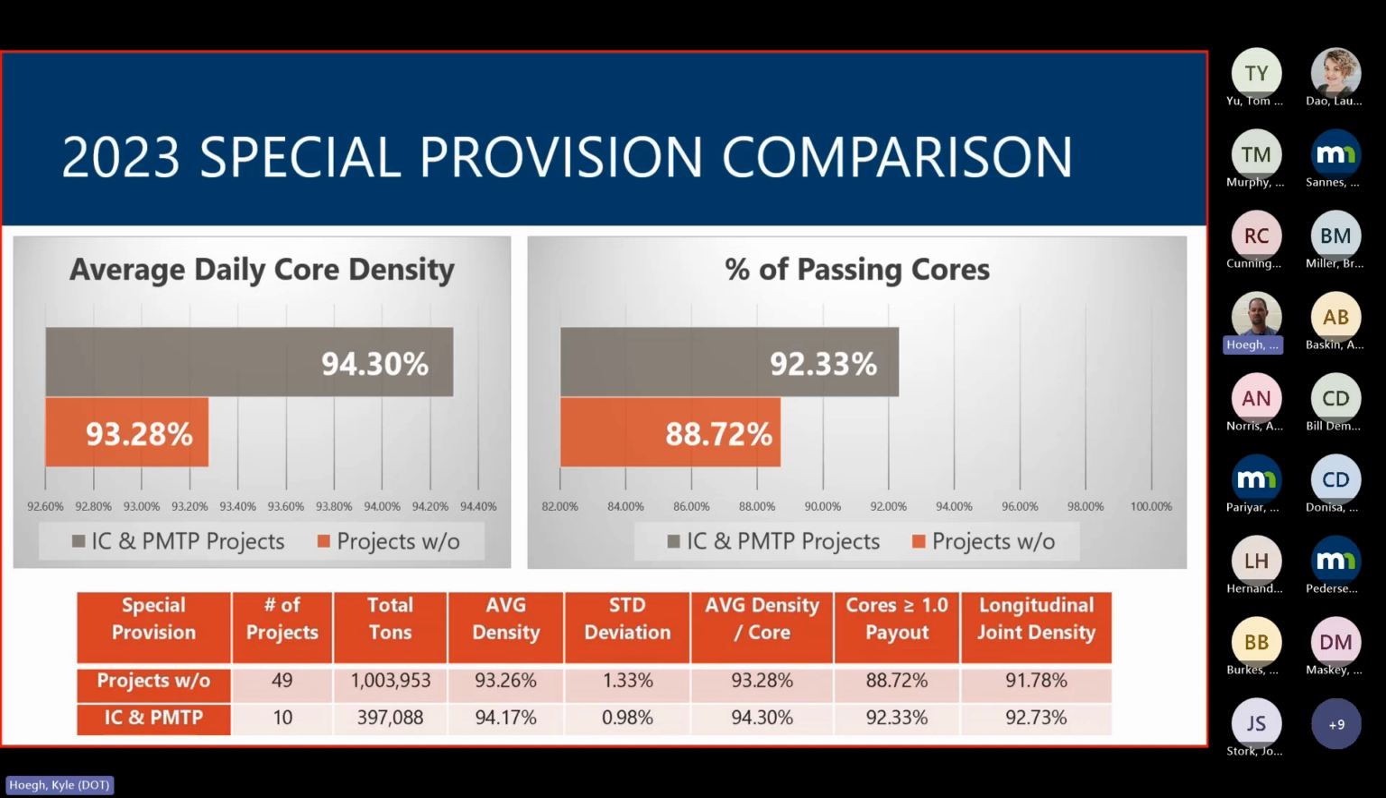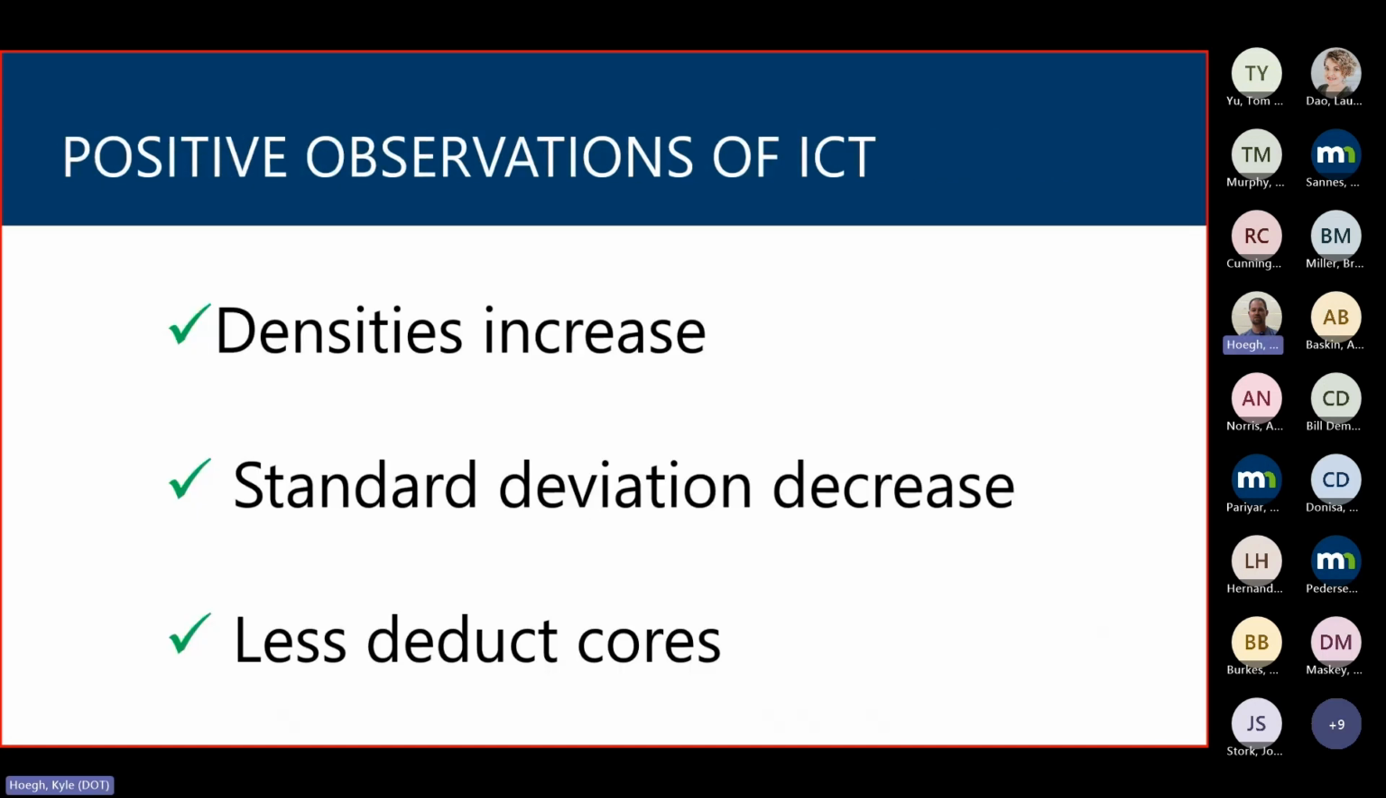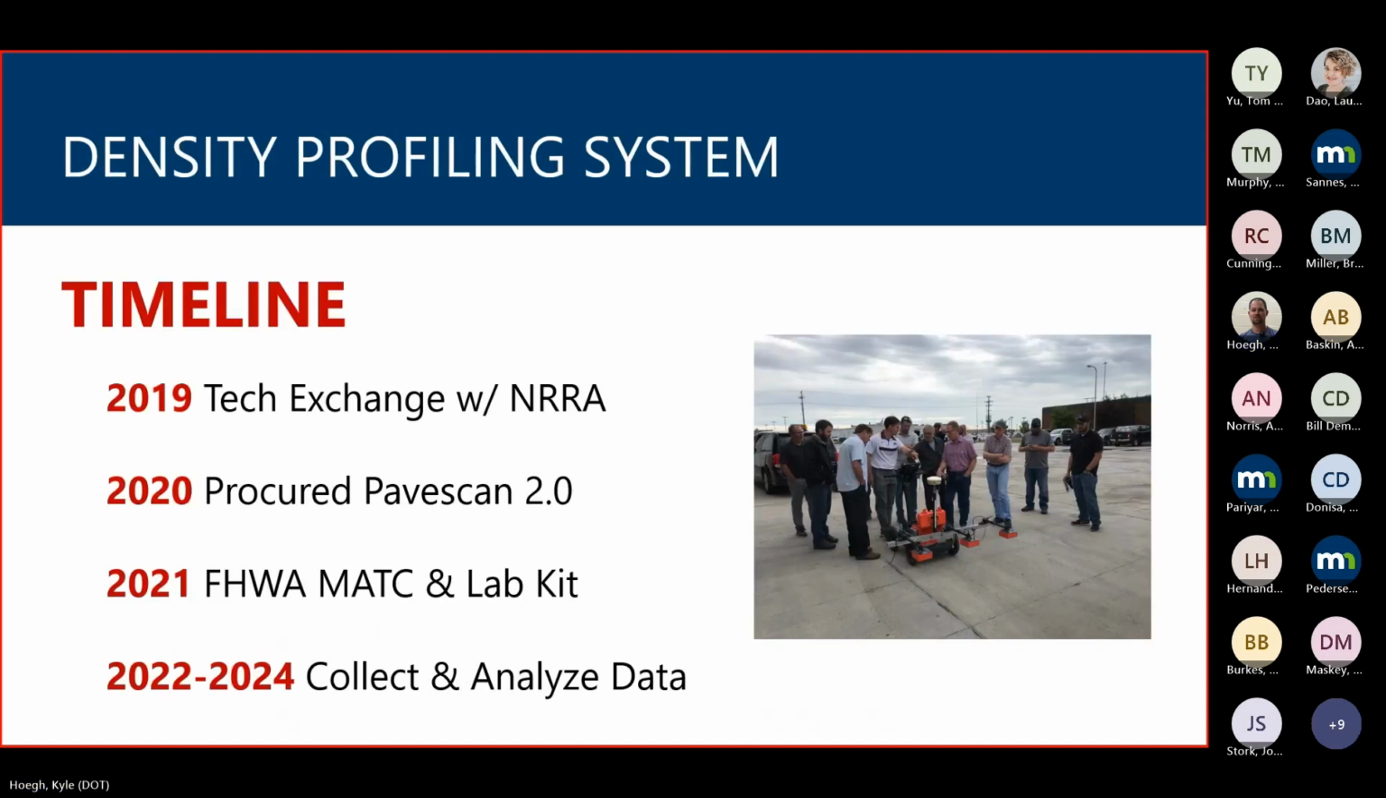We also saw fewer failing cores, or cores that are in a disincentive, when that technology was present on the project. So that is awesome, because it's a well-known fact in the paving world that 1% translates to about 10% service life. So for the win, positive observations we've seen, we do think we've seen the densities increase. There obviously could be other factors, but the technology appears to be positively influencing our densities. We see that standard deviation decreasing, and we're also seeing less deduct cores.